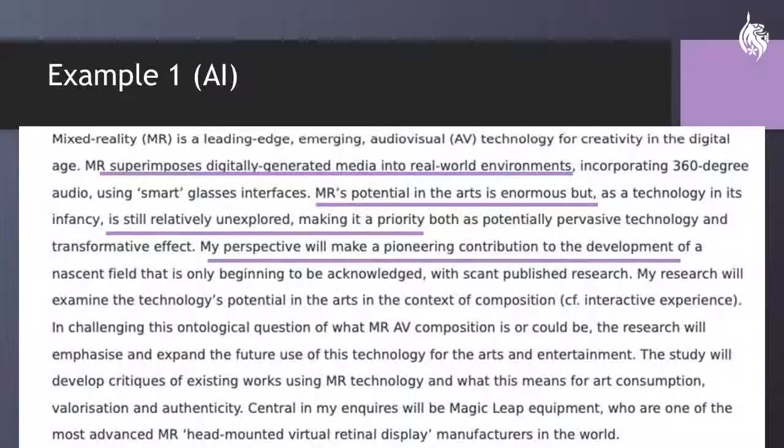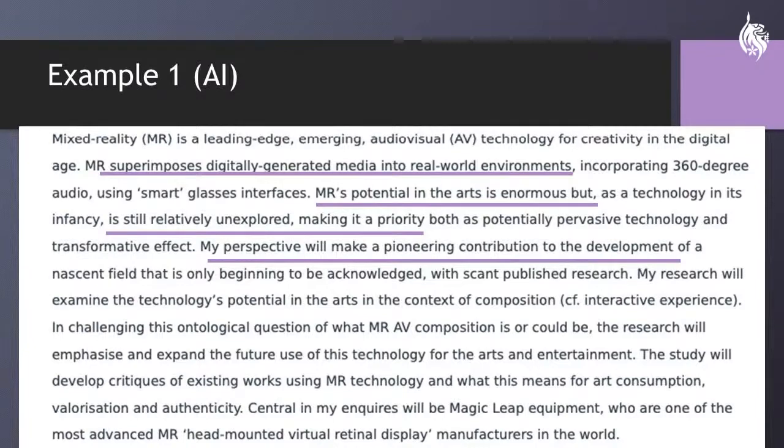So if I can go through an example, and the first example is artificial intelligence. I'm going to use a few examples which hopefully will capture the breadth of interest that are online today. Great example, this. So you can see where I've underlined there, mixed reality is a leading edge emerging audiovisual technology for creativity in the digital age. Nice introduction.